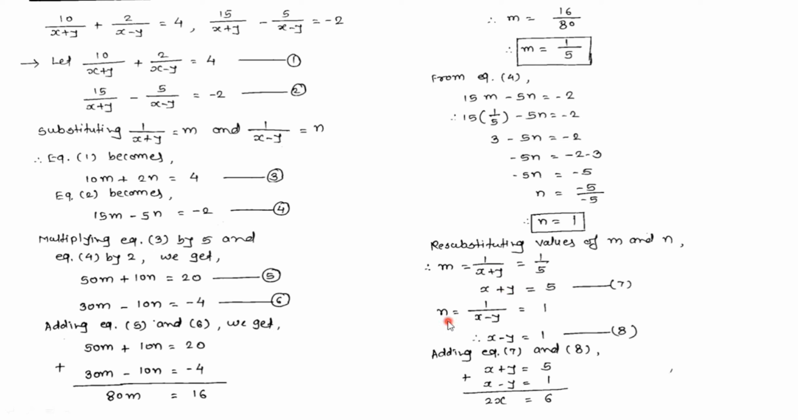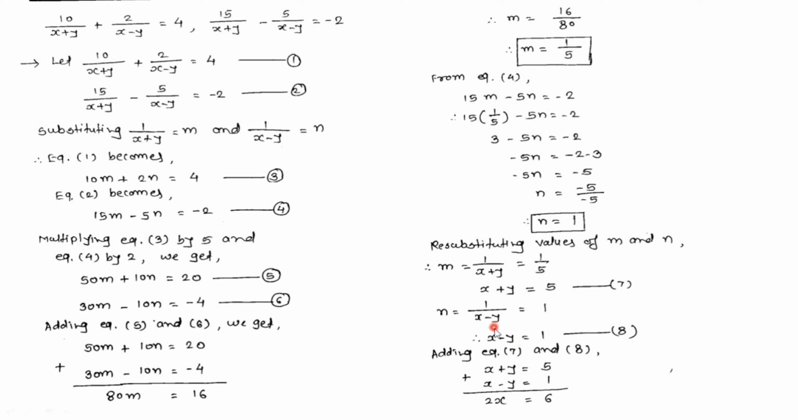In the same way, resubstituting n is equal to 1 divided by x minus y, and the value of n is 1. That's why 1 divided by x minus y is equal to 1. Again, if we take reciprocal, we get x minus y is equal to 1. If we consider equations 7 and 8, as we can see, the coefficients of the variable y are same and signs are different.